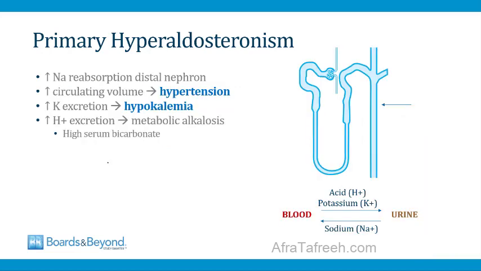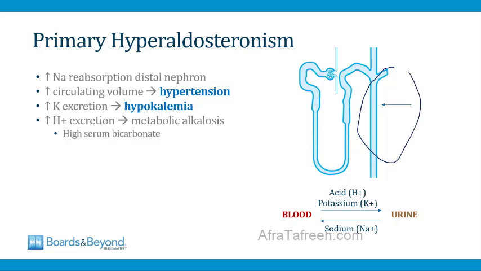To understand the clinical features of hyperaldosteronism, we have to review what the hormone aldosterone does. So it functions in the collecting duct of the nephron, and it increases sodium resorption from the urine so that there will be increased sodium in the plasma. Anytime you reabsorb more sodium from the nephron, that will increase the circulating volume in the body, and that will lead to hypertension. Aldosterone also promotes potassium excretion in the urine, so patients with hyperaldosteronism can develop hypokalemia.